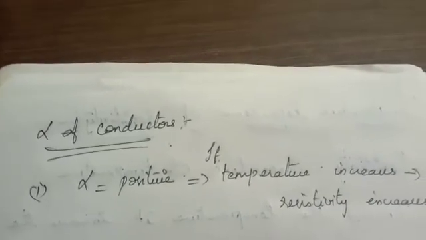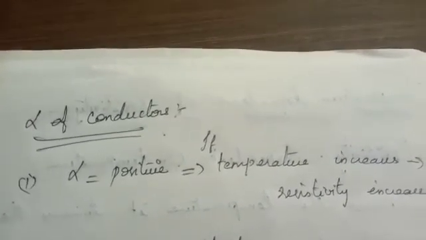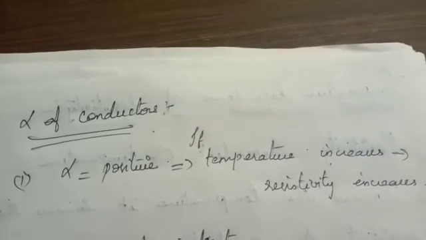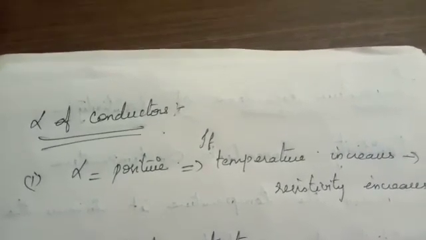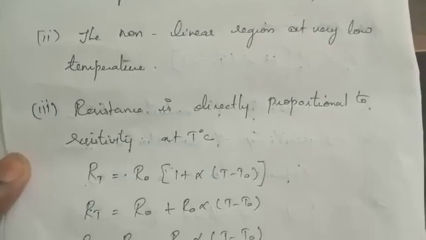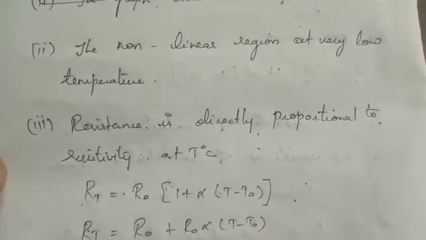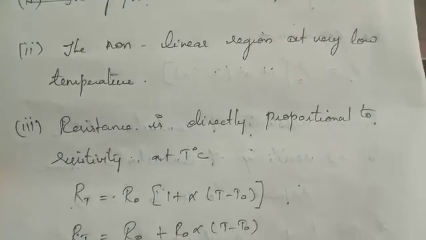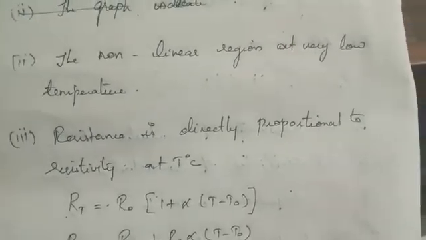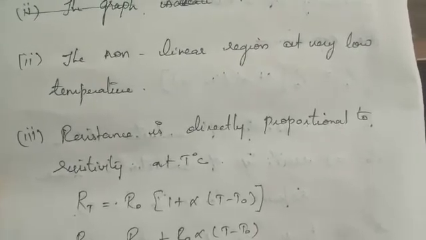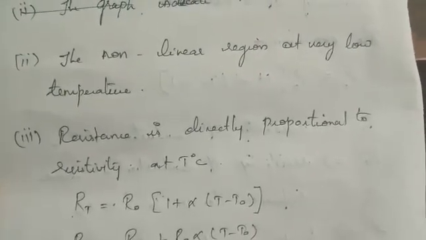So the temperature coefficient of conductors. For conductors the alpha value is positive: if the temperature increases, the resistivity also increases. In the graphical representation, the starting region at very low temperature is the non-linear region. So for a starting low temperature, it produces a non-linear region, not a straight line.